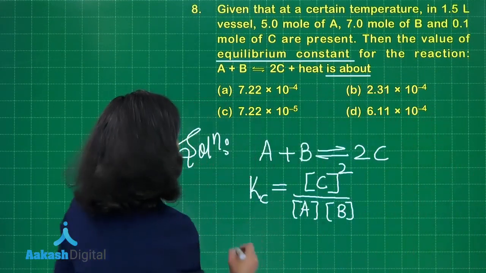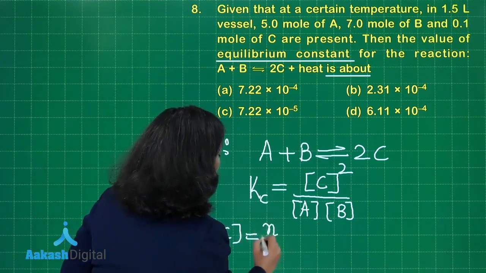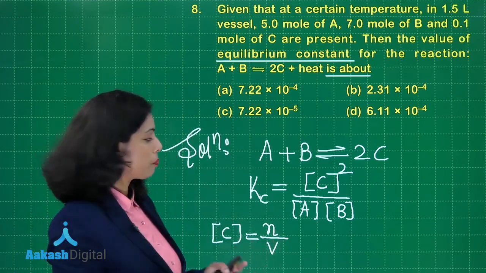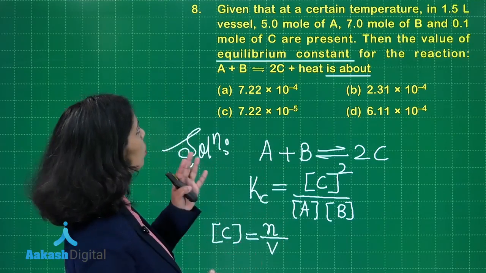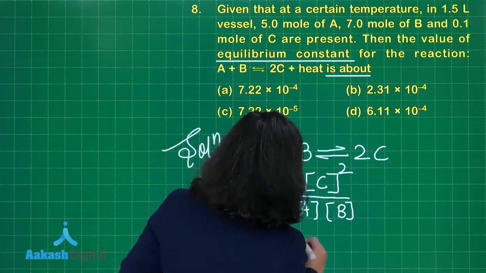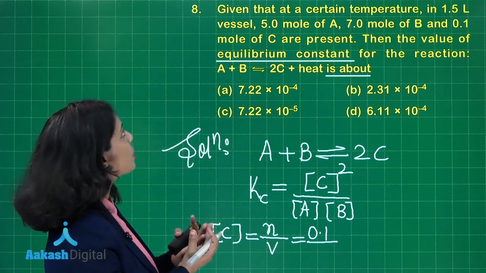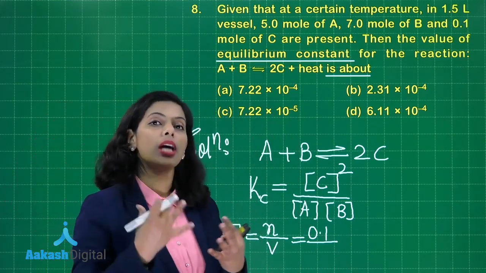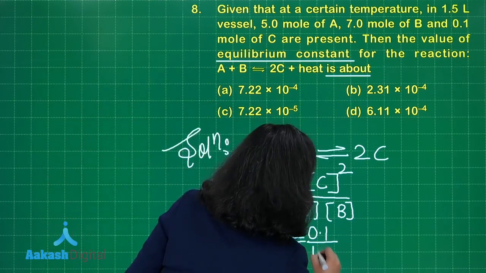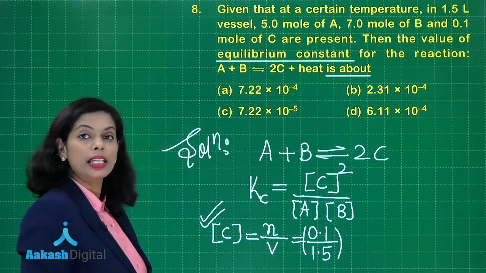As you know, this concentration, suppose I am talking about C, could be calculated by the moles of C upon the volume of the reaction mixture that we need to consider here. And as per the question, if we talk about C, there are 0.1 mole of C present, right? So n by V for C would be 0.1 by, what's the volume? The reaction mixture would have the volume that is equal to the volume of the vessel, and that is 1.5 liter. So this would be the value of the active mass of C, right?